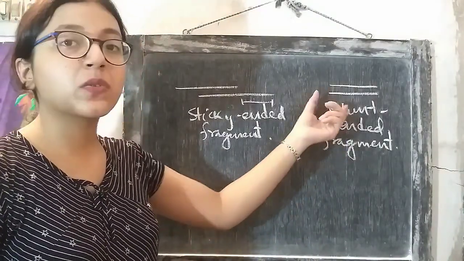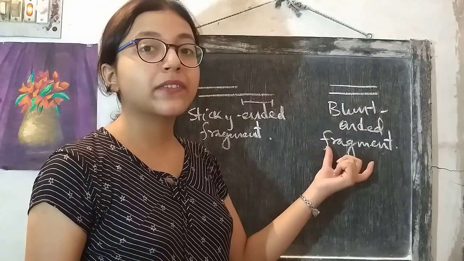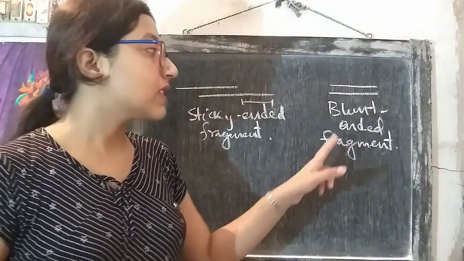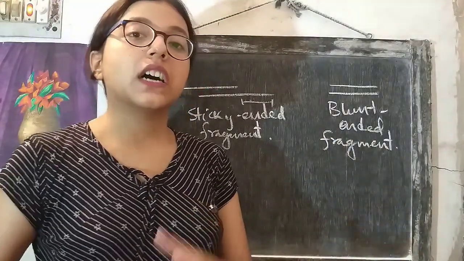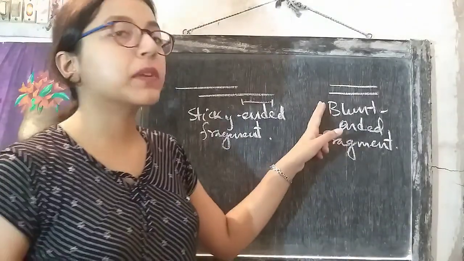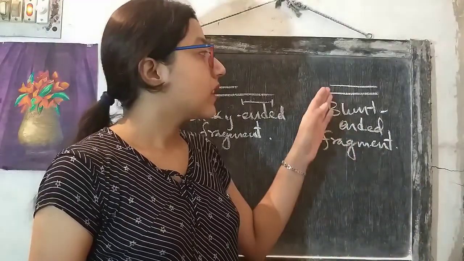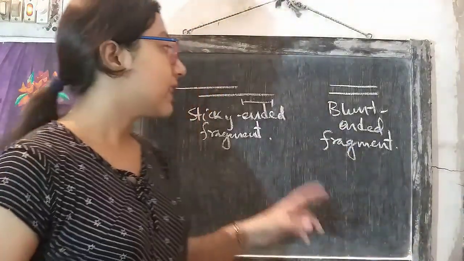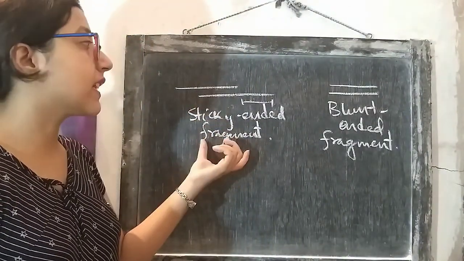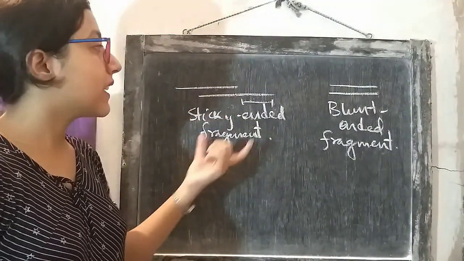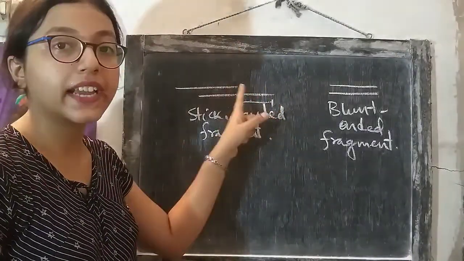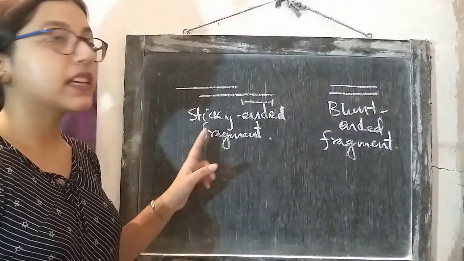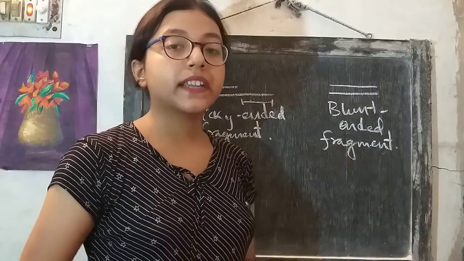Because in blunt end, there are no such single-stranded portions, so this DNA fragment is very much stable. It will not try to go and bind with some other DNA molecule on its own because it is very stable. It has its complementary strand. There is no need for this fragment to go and bind with another DNA fragment. But in this case, this DNA is slightly unstable because it lacks its complementary strand at the ends. So it will try to go and bind with its complementary strand. For this reason, sticky-ended ligation is always better than blunt-ended ligation.